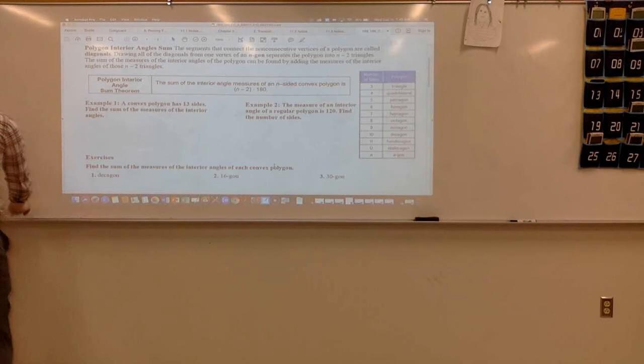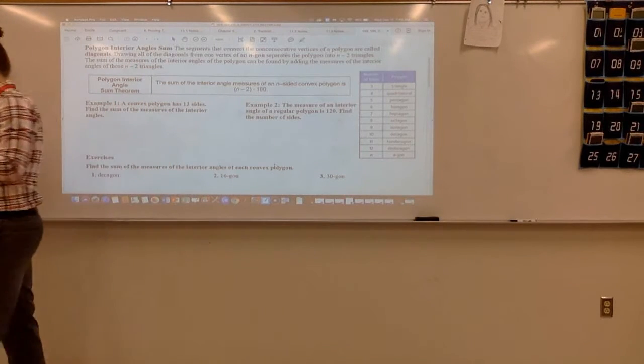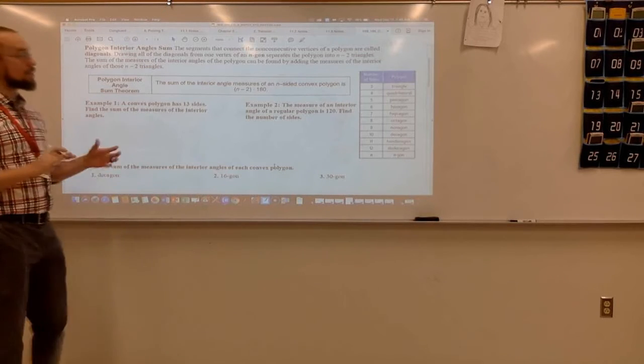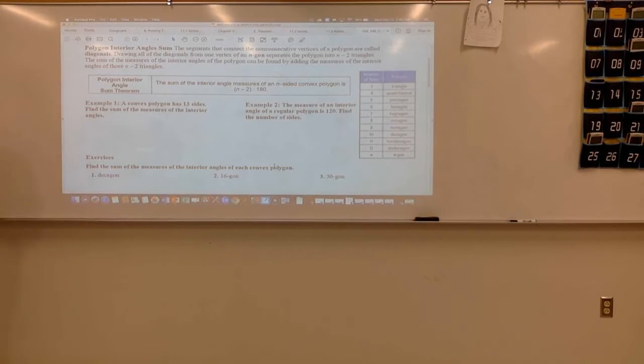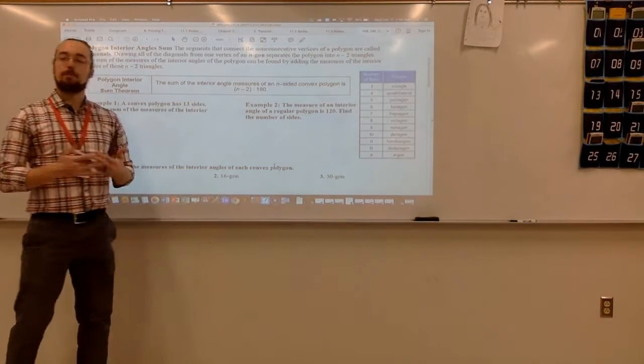All right. So what Marissa was trying to convey up here was where we get this formula from to find the sum of all of the angle measures inside of any polygon. We talked about in the last chapter that the sum of the angles in a triangle is 180. So we're going to use that idea to find the sum of the angles in any polygon.